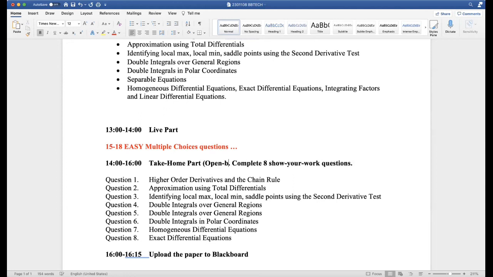To be fair, you can open your notes, and well, if you are a good student, you study a lot, you don't want to miss some steps, so fine. So 2 p.m. to 4 p.m., this is the take home part. Open book, you can use a calculator, you can do anything you want, just do it by yourself.